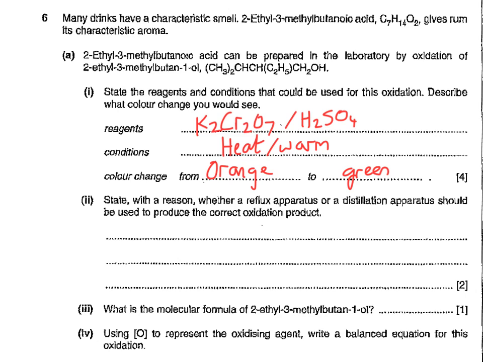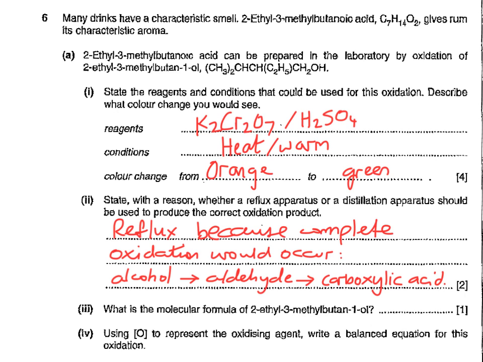So that's quite straightforward. It's not actually testing for functional groups as such. It's really just realising that aldehydes would be made by distillation and carboxylic acids would be made by refluxing. So we're going to go for reflux, and we just give a little bit of reasoning that complete oxidation would occur. Now, how did we work out that this particular compound, 2-ethyl 3-methyl butane 1-ol, was a primary alcohol?